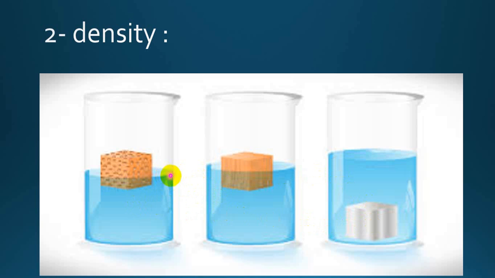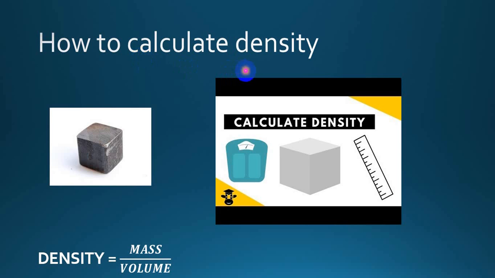It means that they are light. But the third one sank in water. Why? Because it is a little heavy. The difference between the light and the heavy cubes is because of density, and we will explain it more in the second slide. How to calculate density? Or how to find the density, or what the density is.